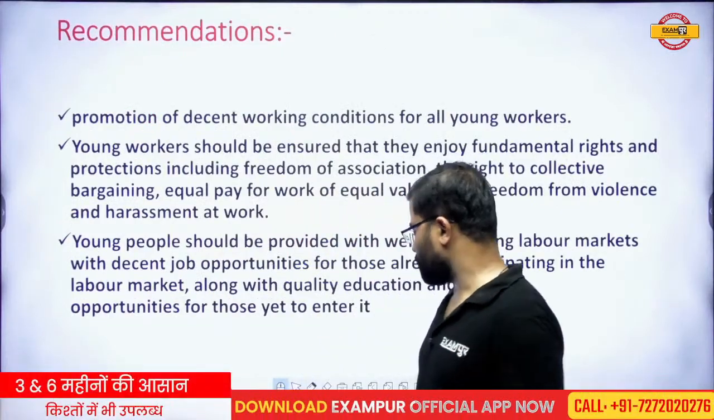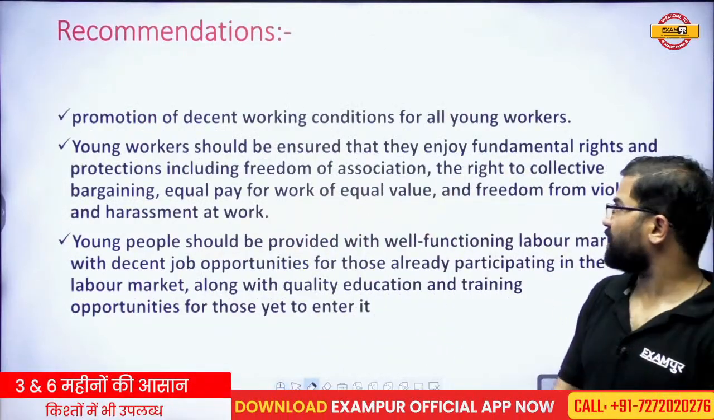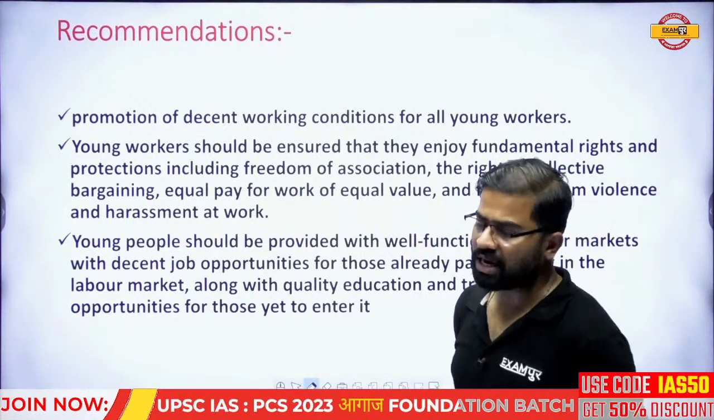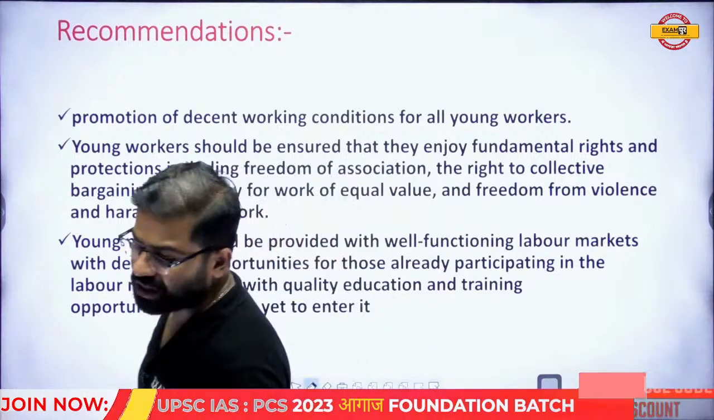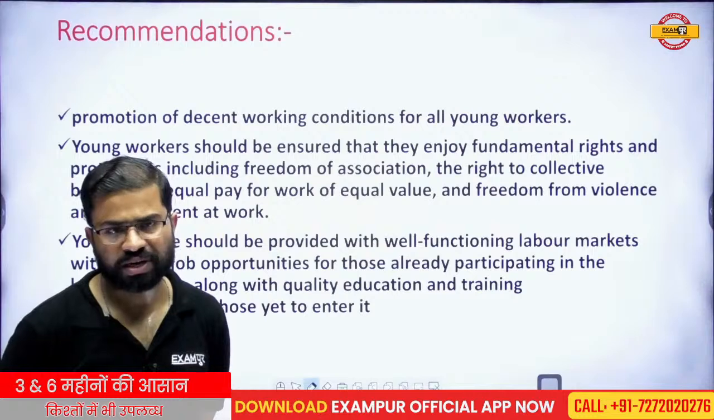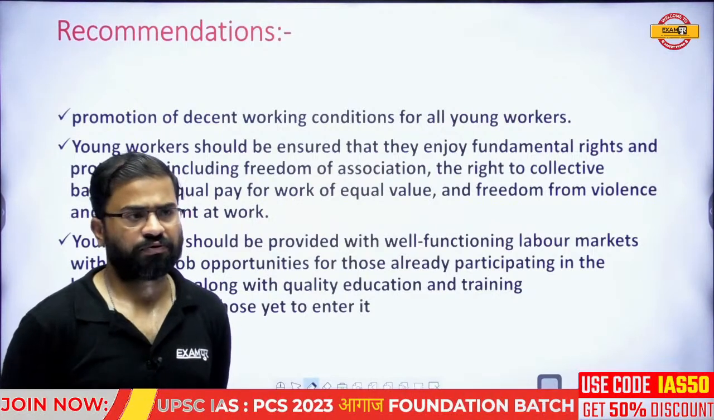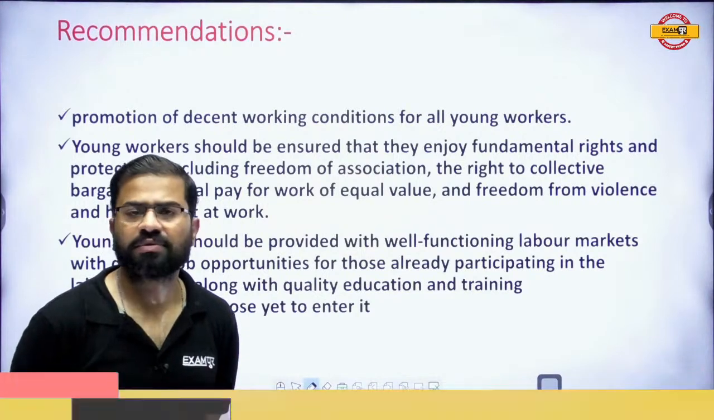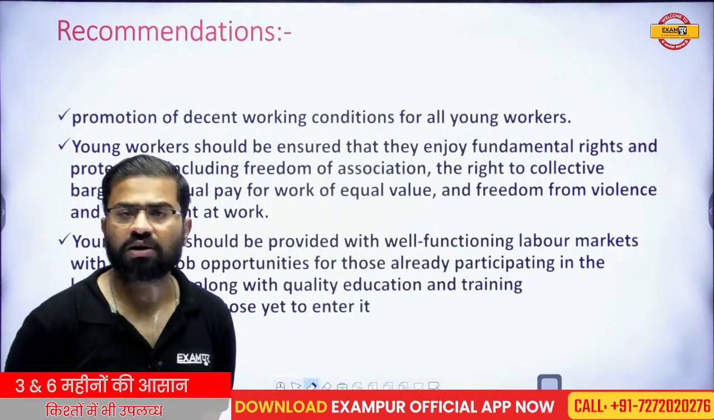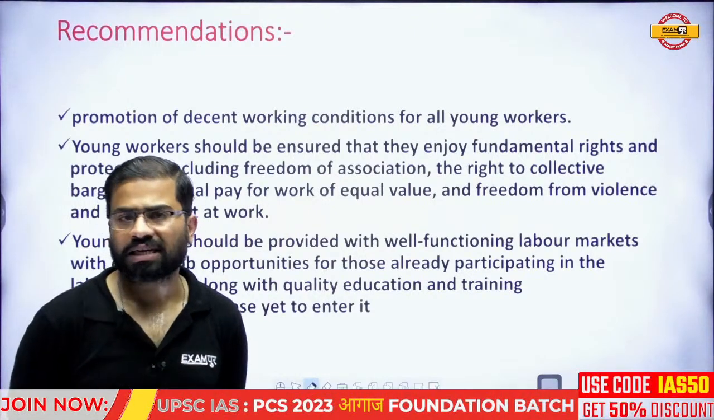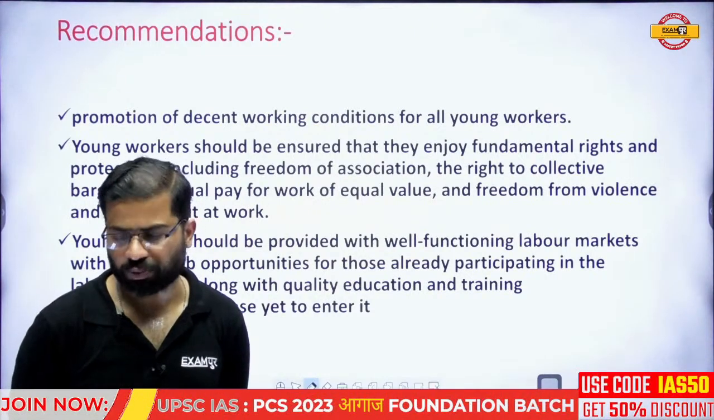Now recommendation, what recommendation? Promotion of decent working conditions. If you want all young people to get engaged, you should promote decent working conditions for young workers. Apart from that, female participation should be engaged. And for female participation, if there are female employees in an organization, then the organization should provide crèche facilities so that the kids can be supported.